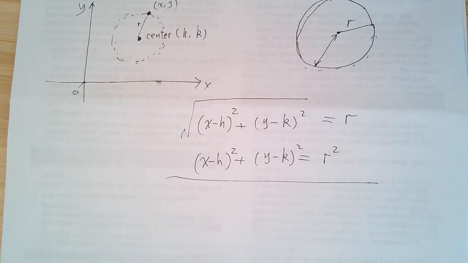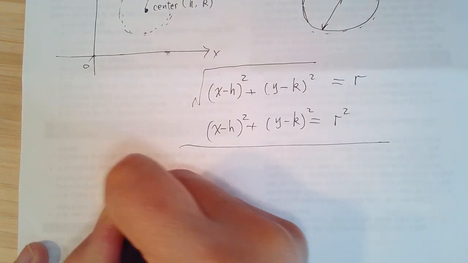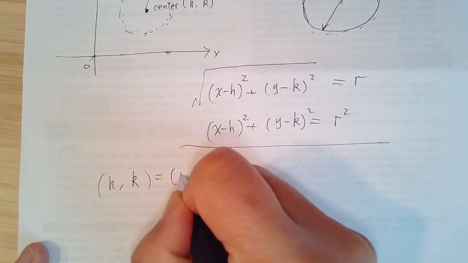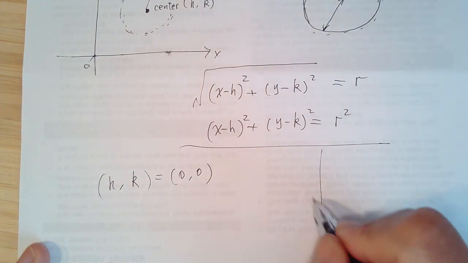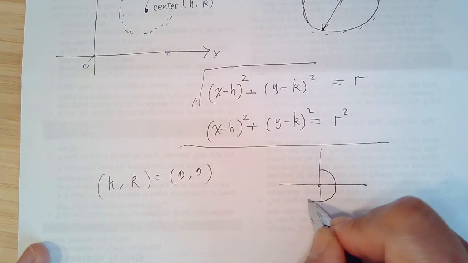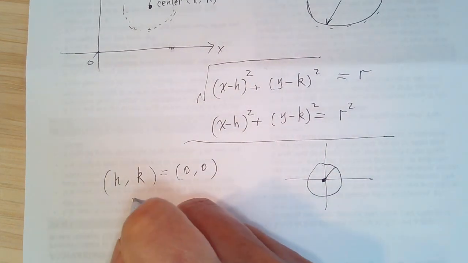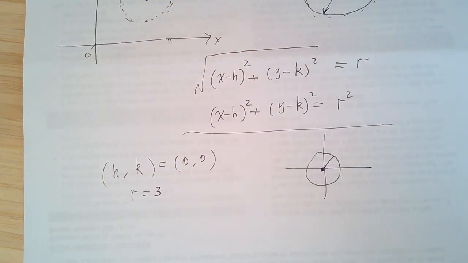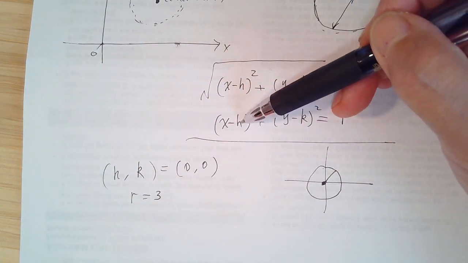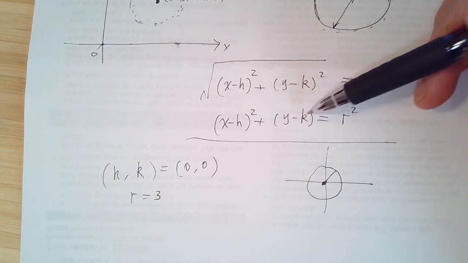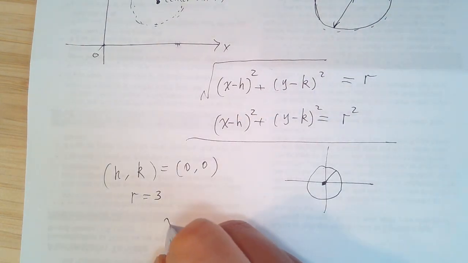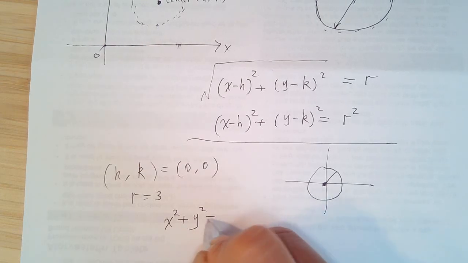Now, if I give you (h, k), which is the coordinates of the center, and I also give you r, can you give me the equation or the standard form? For example, if I give you h and k as 0, 0, that's the center, which means your circle has a center at the origin, and the radius is 3. Can you give me the equation? (h, k) is 0, 0, so you just substitute a 0 here, and put in 3 here. So you should have x squared plus y squared equals 9.